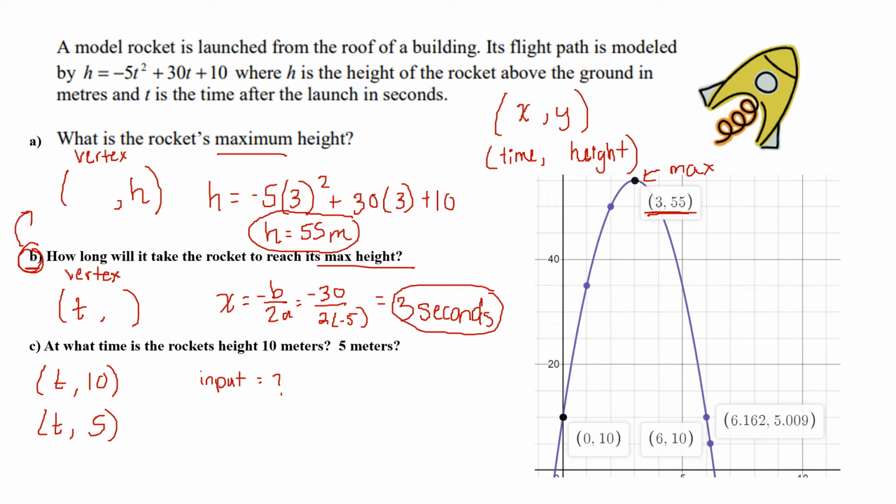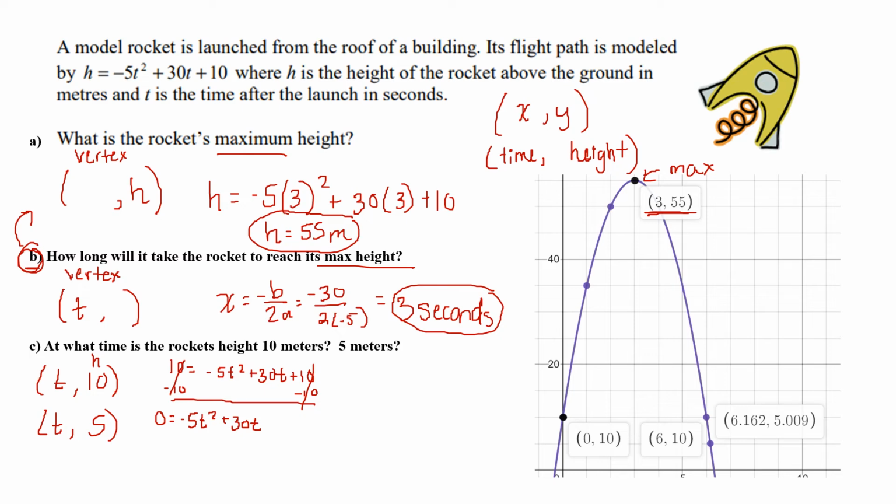So there's two ways to do this. Basically, we could use the graph. That is always a viable option. Or again, we're going to use the quadratic formula. Okay, so the first one, I'm going to plug 10 in for h, because this is our h. So 10 equals negative 5t squared plus 30t plus 10. So we're going to set this equal to 0, and I'm going to subtract 10 from each side, which is actually going to cancel that out. So I have 0 equals negative 5t squared plus 30t.